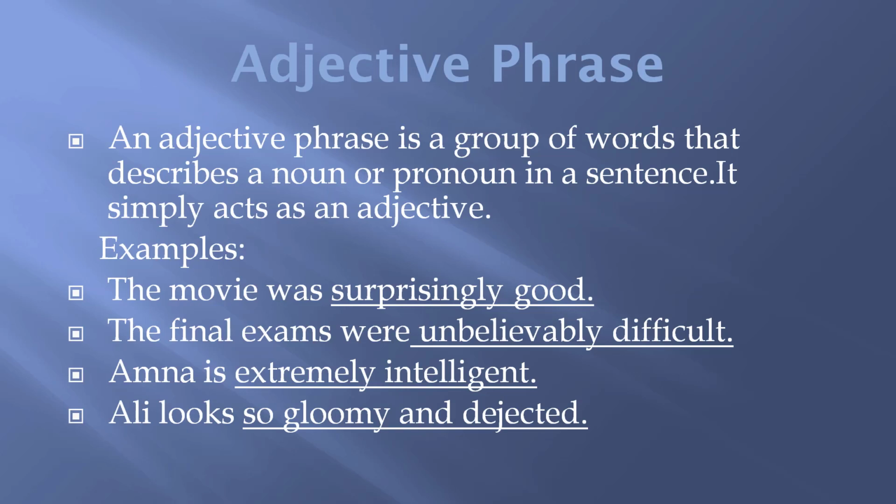The second example is: the final exams were unbelievably difficult. Here, unbelievably difficult is an adjective phrase and it modifies the final exams. Amna is extremely intelligent. Here, extremely intelligent is an adjective phrase and it describes the noun Amna. Ali looks so gloomy and dejected. So gloomy and dejected is an adjective phrase and it describes the noun Ali. You can see that all these phrases have described nouns and they tell us the quality of the noun.